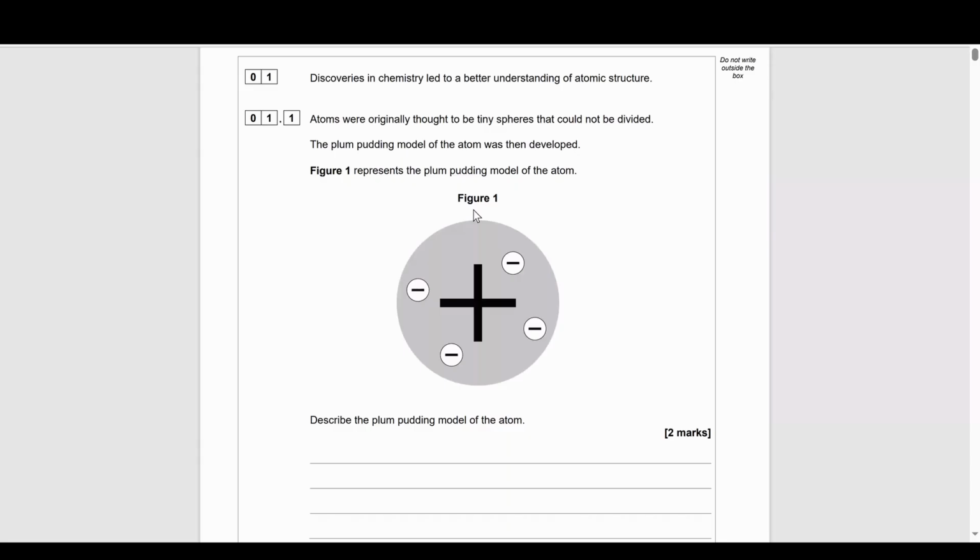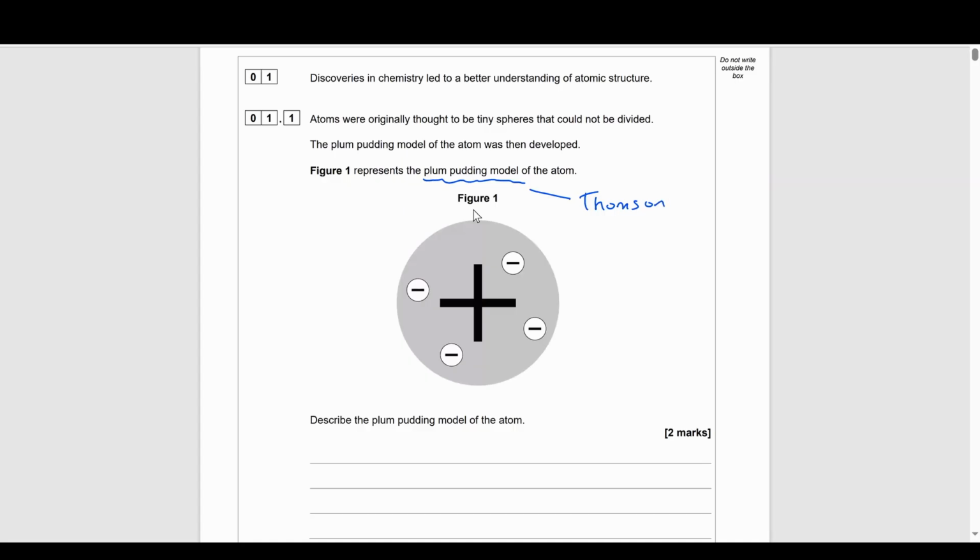The plum pudding model of the atom was then developed. Figure 1 represents the plum pudding model of the atom. Describe the plum pudding model of the atom. Well, we have to remind ourselves about when this was discovered and who this was discovered by first. Well, the plum pudding model was discovered by Thomson.